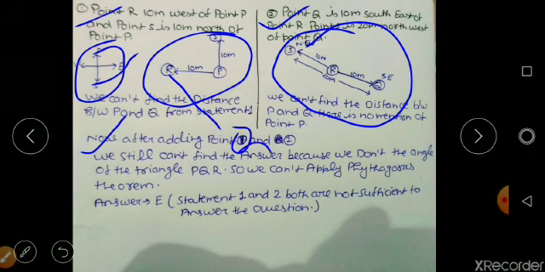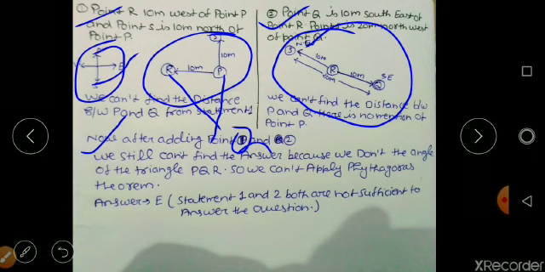So here we will add points P and Q. So here we will get a triangle PQR, but still we don't know the angles in the triangle. So we don't know the angle of the triangle PQR, so we cannot apply the Pythagoras theorem. So we can't find out the distance between P and Q after adding both the statements.